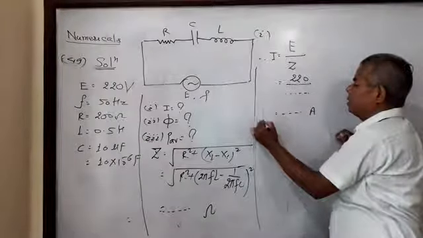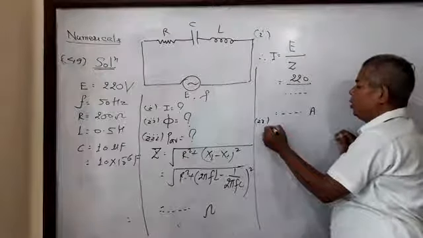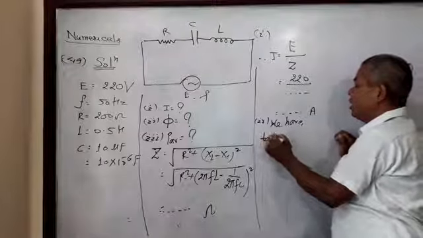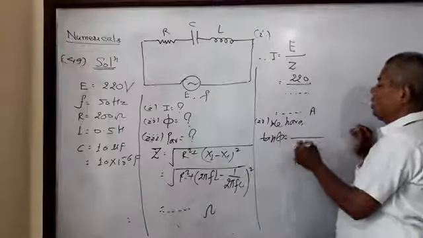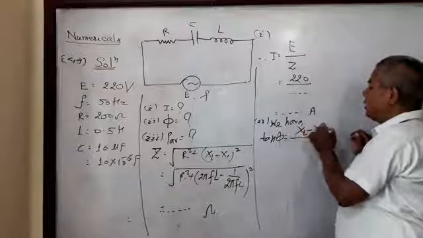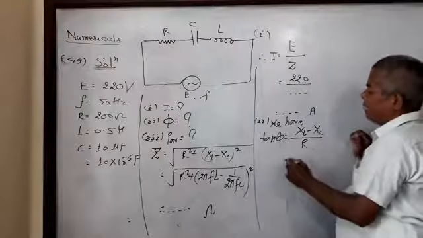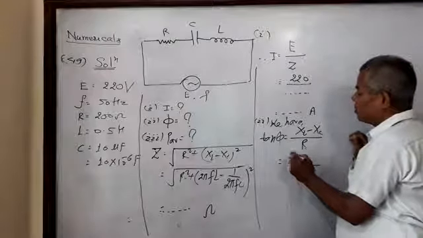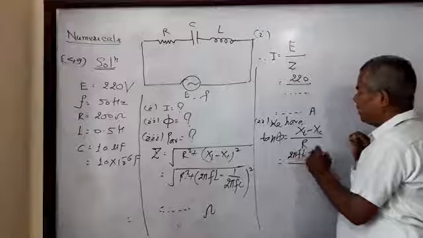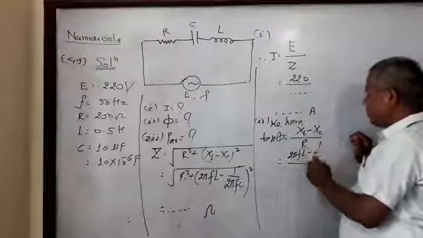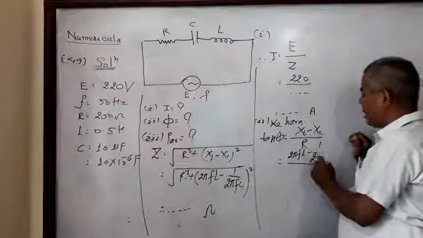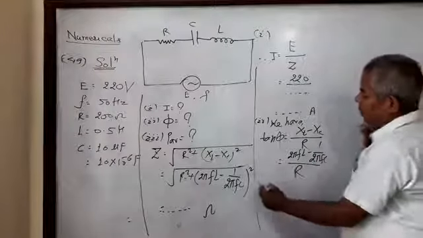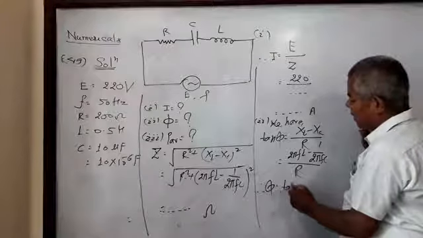Now the second part. We know that tan phi is equal to XL minus XC divided by R. XL is replaced by omega into L, and omega is replaced by 2 into pi into F, minus 1 by omega C, and omega has value 2 pi F. Divided by R. Therefore, phi is equal to tan inverse.